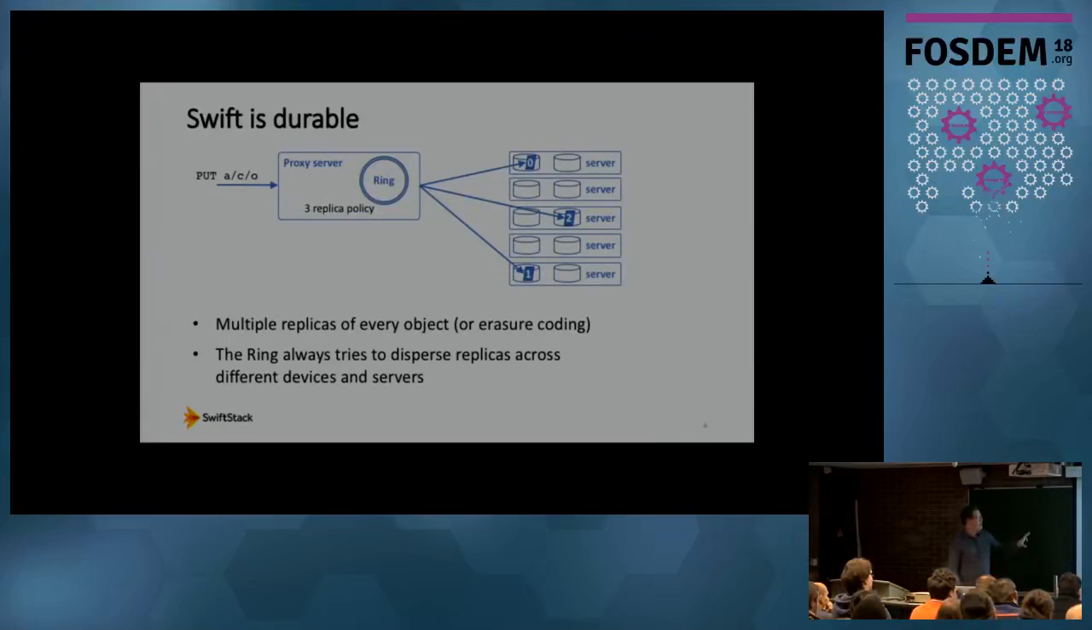And at the heart of Swift is this component which we call the ring. Unfortunately, I don't have time to go into a lot of detail about the ring, but it's a form of consistent hashing. So there's a data structure there, and the ring is always trying to disperse replicas of our objects across both disk devices and servers in the storage pool. So that's how Swift achieves durability. We always have more than one copy of an object, and they're written to different disks on different servers.